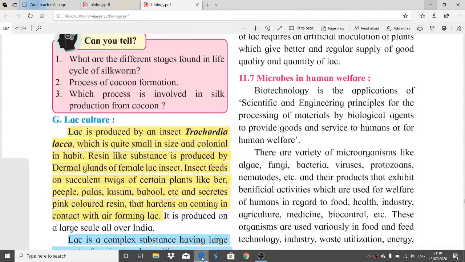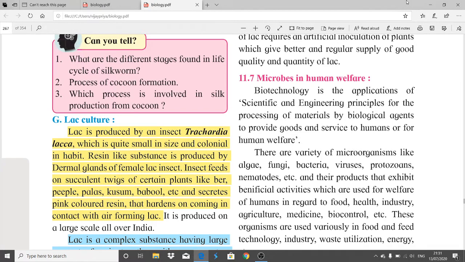Hello, students. So, we have started the lesson that is enhancement of food production, and this is enhancement of food production part 6. We have discussed various animals and insects which are helpful in the last lecture, in the part of animal husbandry and its importance, the life cycle, and each and everything. So today we are going to discuss the microbes in human welfare.